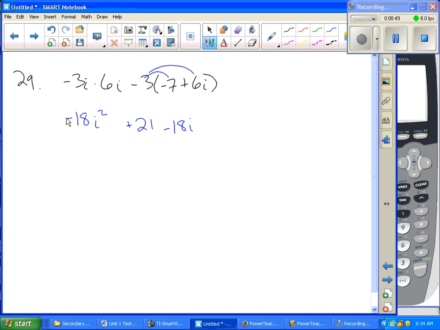And then over here, I know i squared becomes negative 1, so that's negative 18 times negative 1, which becomes a positive 18. So I have 18 plus 21 minus 18i. So 18 plus 21 gives me 39, so I have 39 minus 18i.